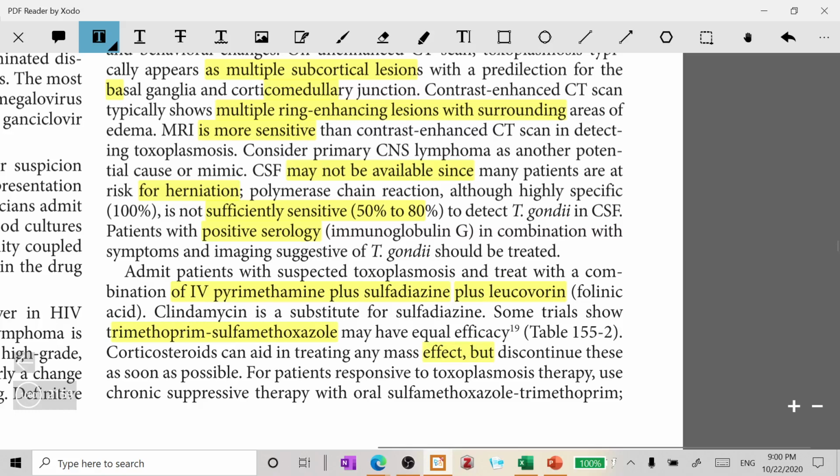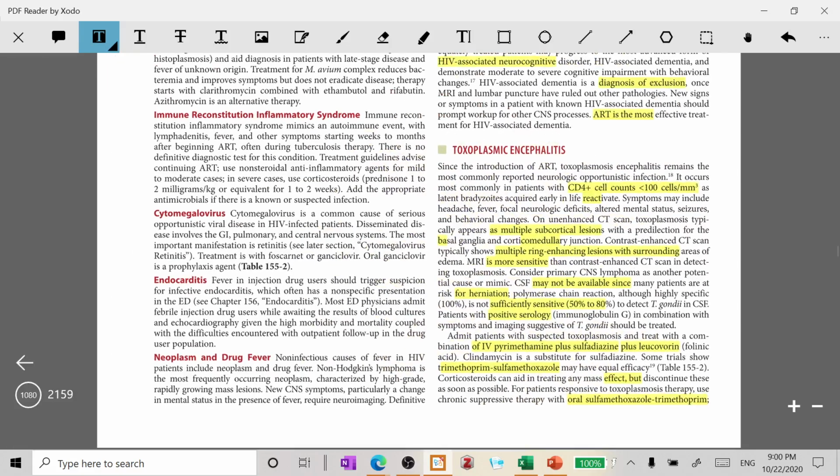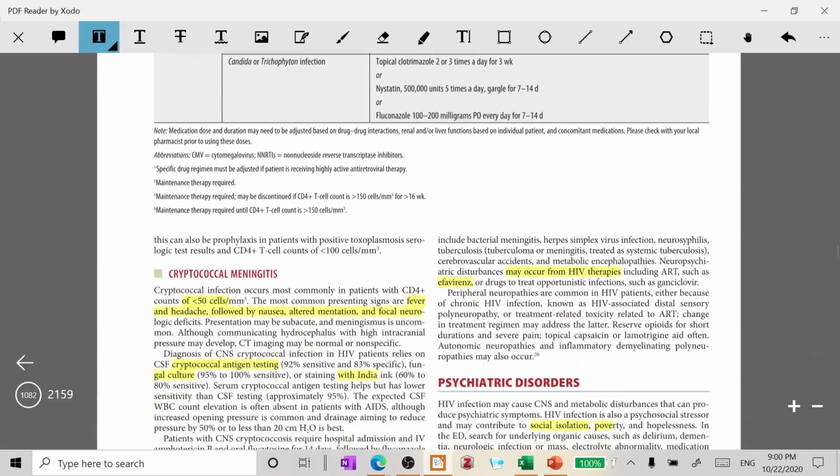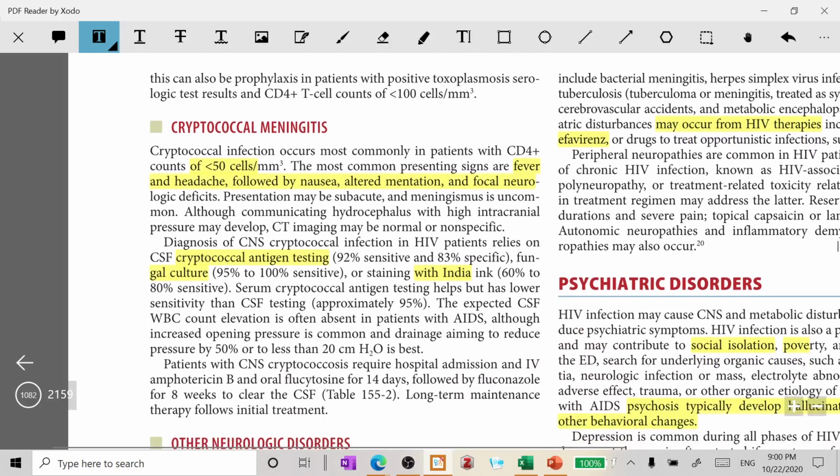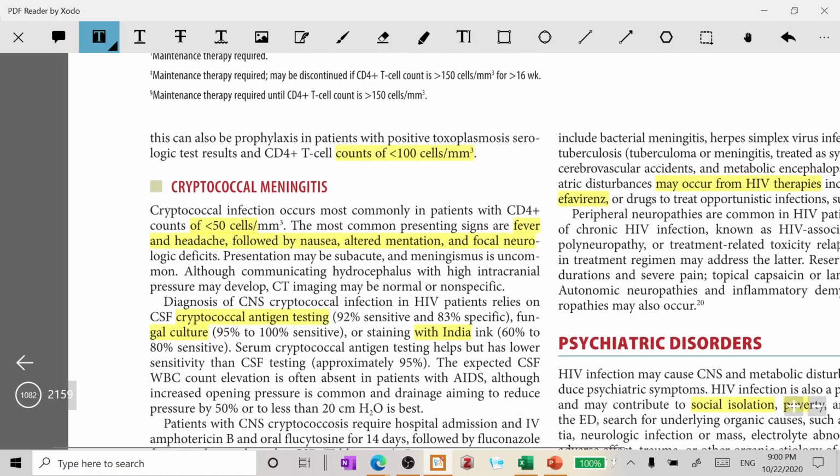For patients responsive to toxoplasmosis treatment, use chronic therapy with oral sulfamethoxazole and trimethoprim as prophylaxis. And when the patient is tested and the CD4 count is less than 100, the patient might be given prophylaxis with trimethoprim and sulfamethoxazole.